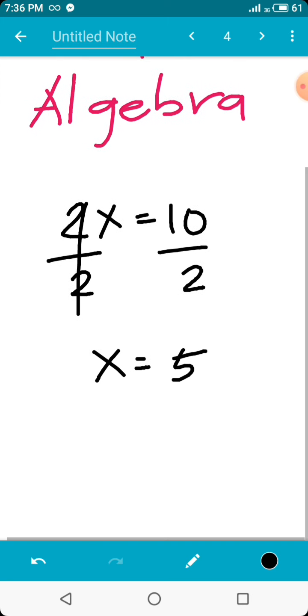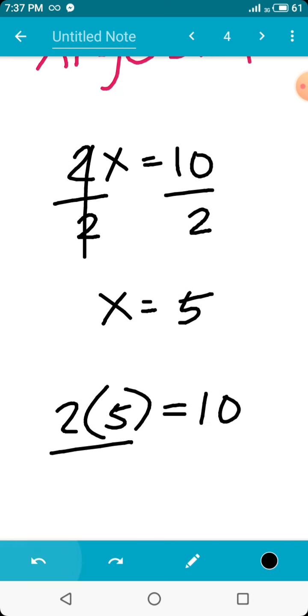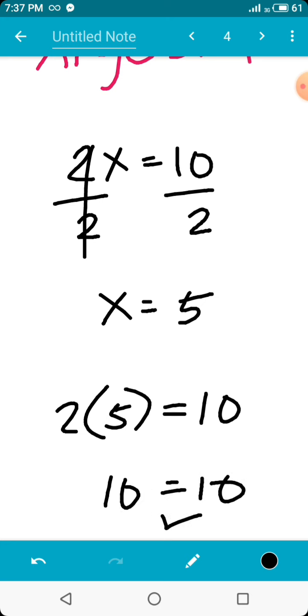So, to check that, i-plug natin. So, 2, yung x natin ay 5. So, times 5. So, kung ang sagot dito, 2 times 5 is 10, at equal naman siya sa kabila. So, ibig sabihin, tama ang value ng ating x. Alright? So, ang ginawa natin dito ay nag-divide tayo. So, ibig sabihin, that is division property of algebra.